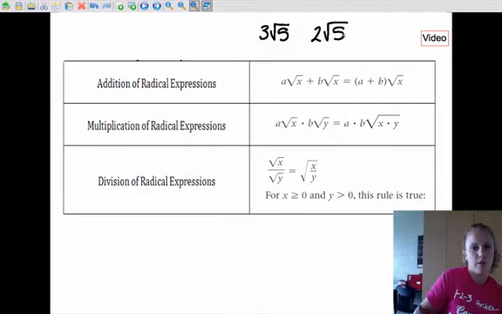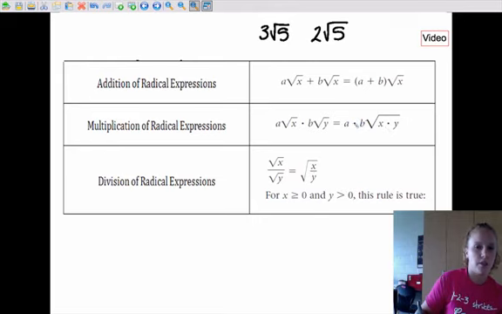So if the number under the square root is the same, and those 2 terms are added together, we can add the 3 and the 2, and then we can leave the square root of 5 here. So for any numbers a, b, and x, this will hold true. In the same way, if those terms are multiplied, if we have a times the square root of x times b times the square root of y, notice here we have 2 different numbers under the square root. We can multiply the numbers outside the square root, as well as multiply the numbers inside the square root.